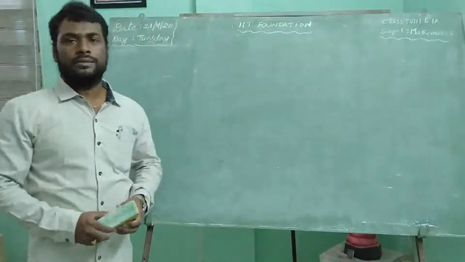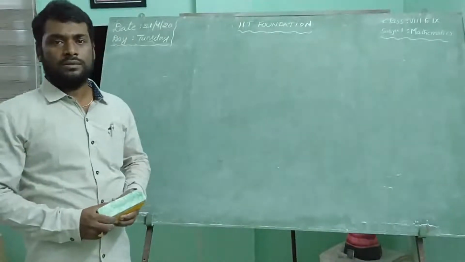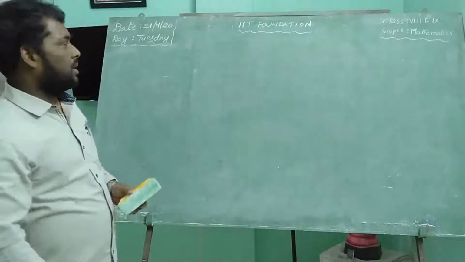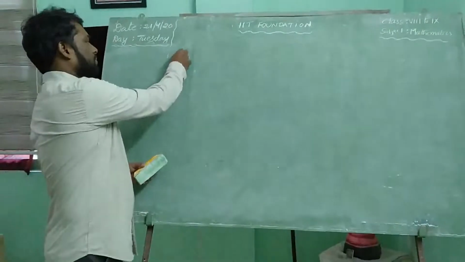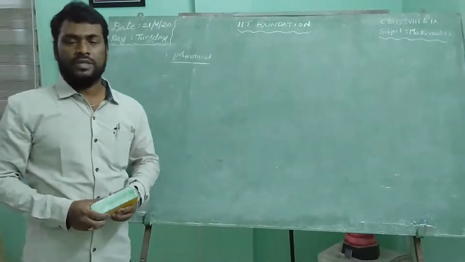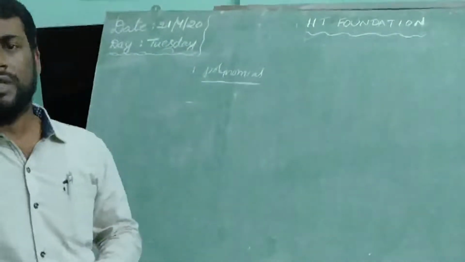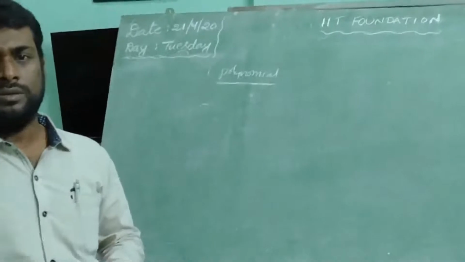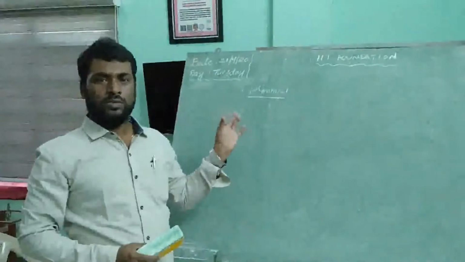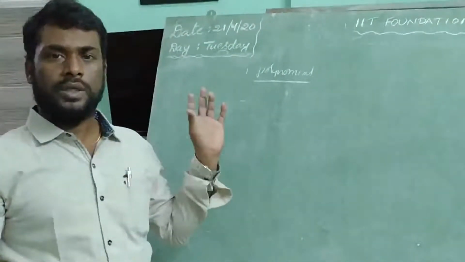We have already learnt about algebraic expressions. Today we are going to learn about polynomials. What is a polynomial? A polynomial is also an expression, but there is a slight difference between an expression and a polynomial. In an expression, the degrees of the terms can be either positive or negative. But in a polynomial, the degrees of the terms should be non-negative integers.